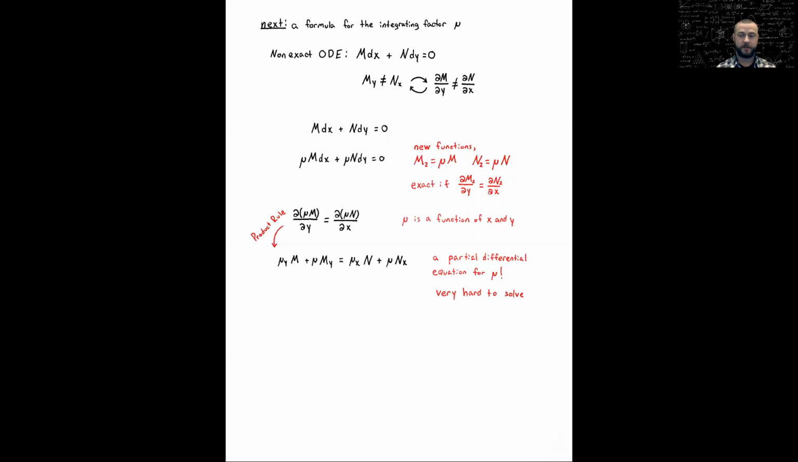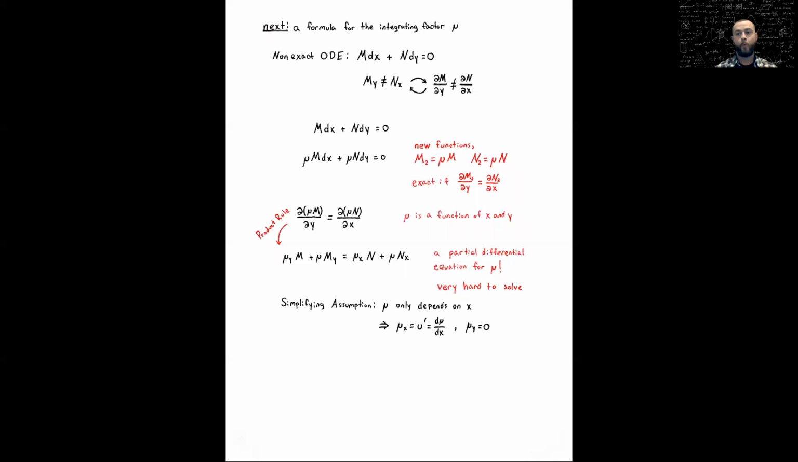Now, how do we recover? We're going to introduce what's called a simplifying assumption. We're not going to try to prove where this comes from, other than from a physics point of view. For mathematics, we do something because it works. And this simplifying assumption, well, it works. All right, the simplifying assumption we're going to make is, instead of supposing mu depends on both x and y, we're going to suppose mu only depends on x.